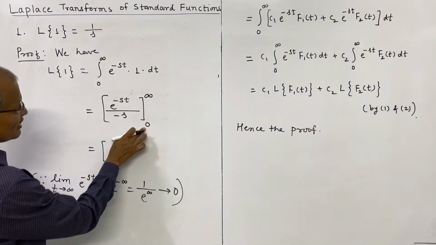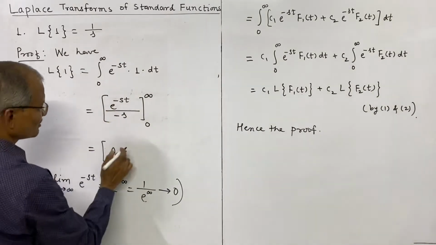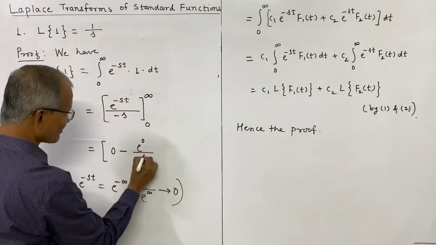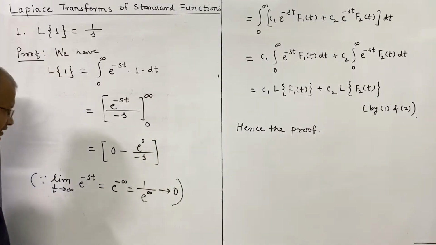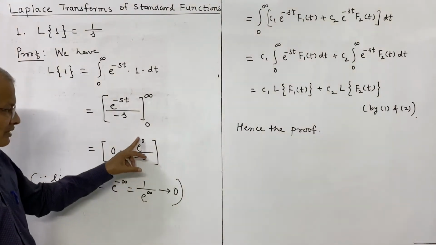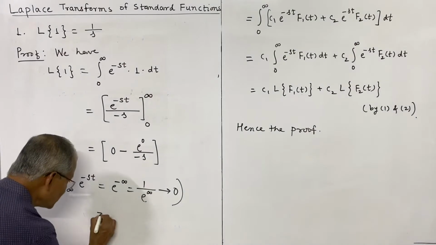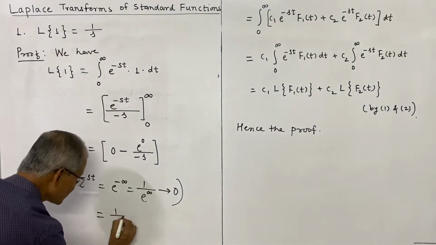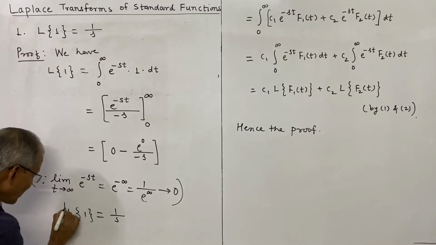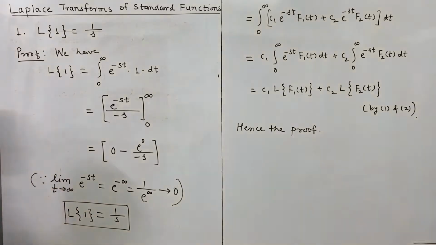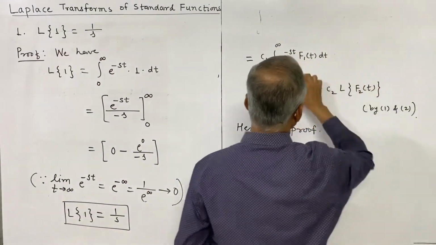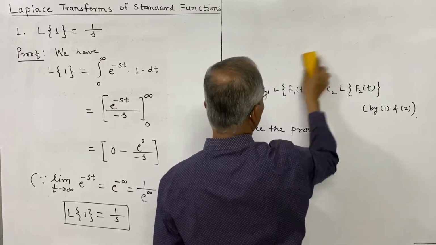Now this value, t is 0, means minus s into 0 will be 0, e to the power 0 divided by minus s, and you see, minus of minus becomes plus, and e power 0 is 1, and therefore this is 1 upon s, and this is our first standard formula. L of 1 is 1 upon s. Now we shall consider the next one as the Laplace transform of t power n.